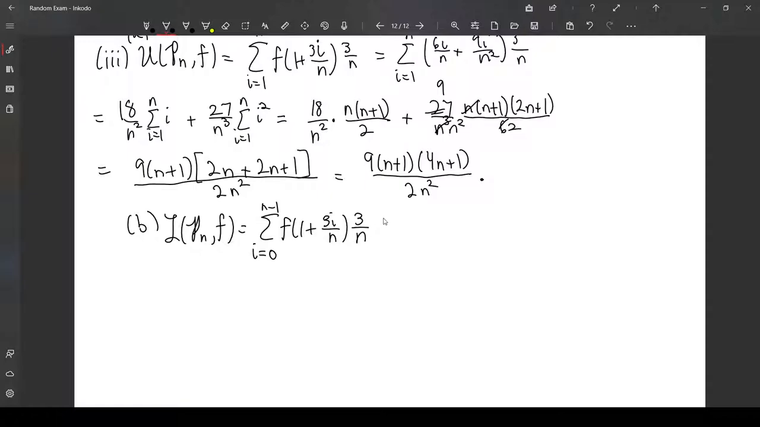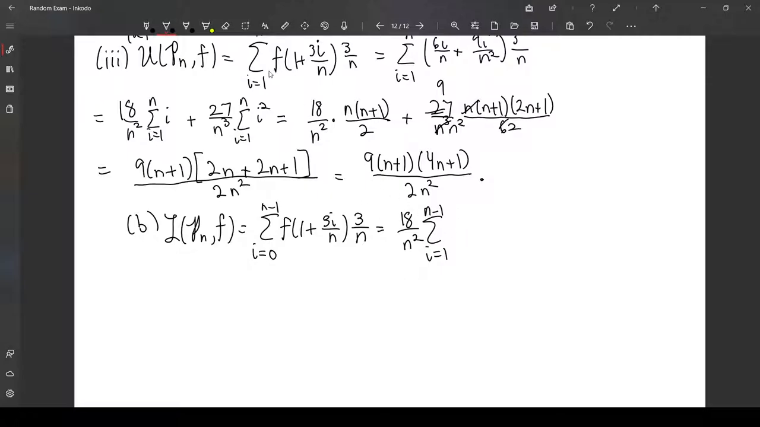3 over n. And so again, we do f of x squared minus 1. So this is really going to become the same formula, right? Let me cut to the chase and we get 18 over n squared, i goes from 1 to n minus 1. Notice that since the 0 won't contribute anything, f of x will equal 0 there, so I'm dropping the i equals 0.